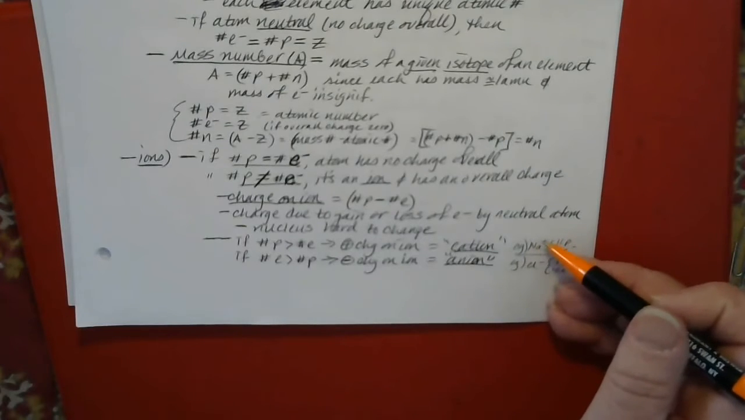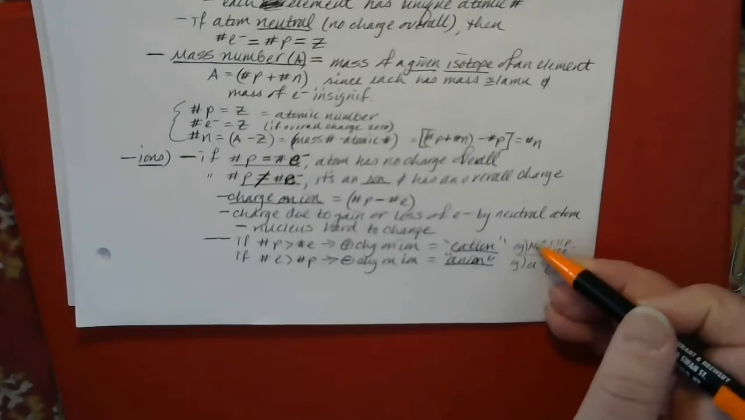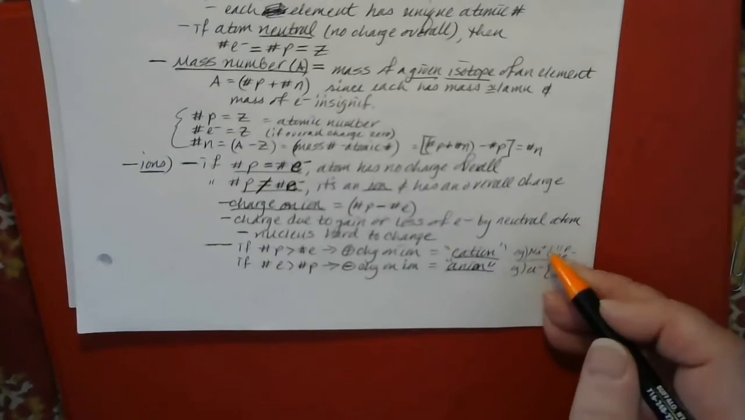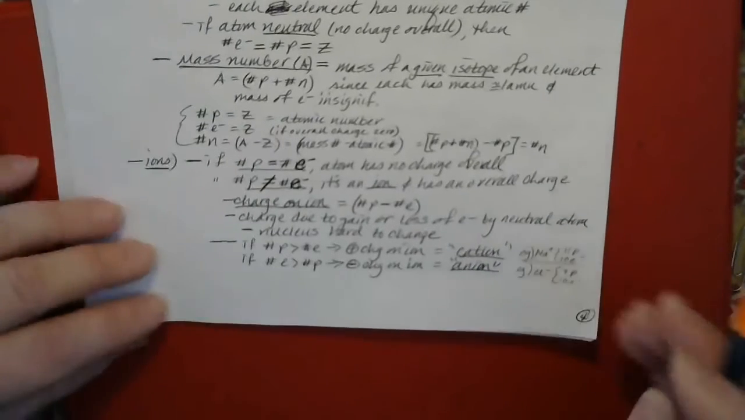If the charge is +1, you don't have to write the 1. You can just write plus. If it's +2 or +3 or something like that, then you'd have to write the number along with the plus sign.